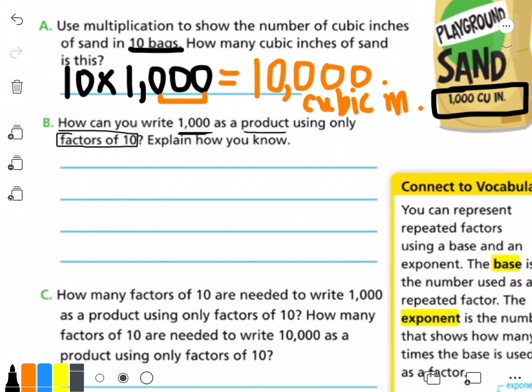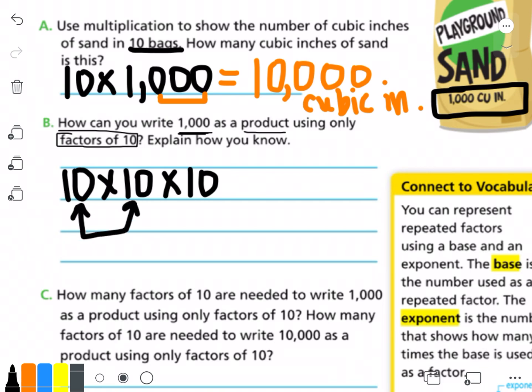Well, you guys should know the zeros trick by now. How many zeros are in that 1,000? 3. Okay, that tells you how many 10s you should have right there. 3 zeros, 3 10s. So let's do 10 times 10 times 10. So how many factors did that take? That took 1 factor, 2 factors, 3 factors of 10 to make 1,000.